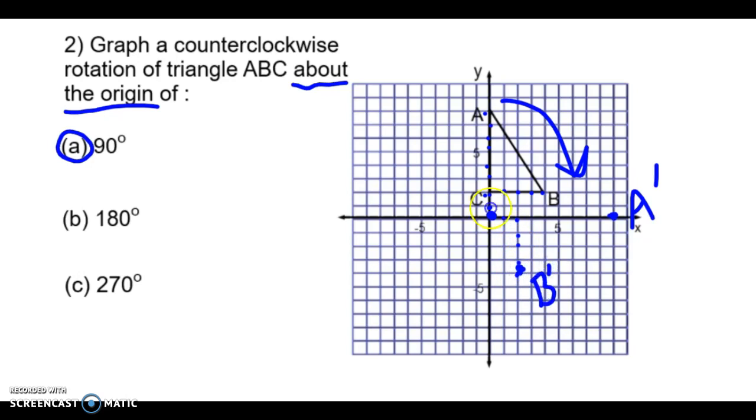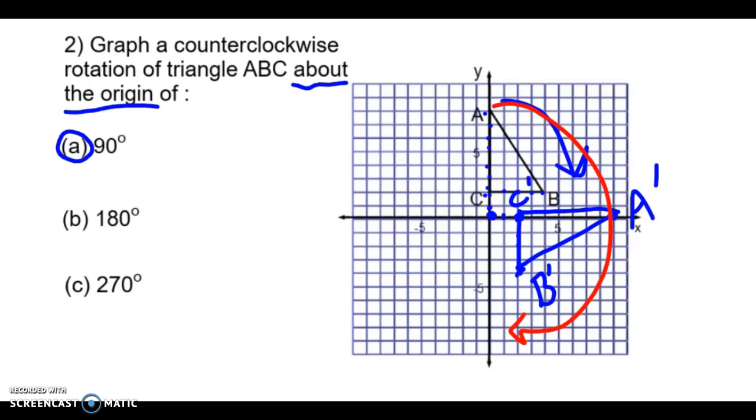And C was just 2 units up, so it's going to go 2 units for that 90-degree turn. And there's C prime. That's a lot of blue. So there's A prime, B prime, C prime. That has rotated 90 degrees about the origin. Okay, now we're going to take it and do a 180-degree turn. So from 12 o'clock to 6 o'clock.